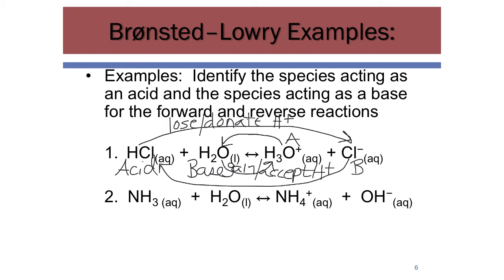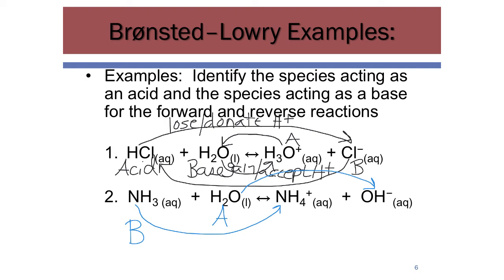Okay, so we're going to take a look at our second example. So NH3 would be turning into NH4. In order for NH3 to turn into NH4, it must gain or accept a hydrogen ion. So that means that NH3 is acting as the base. Water would be turning into the hydroxide ion. In order to do that, it must lose an H plus or donate an H plus. So it is acting as the acid.